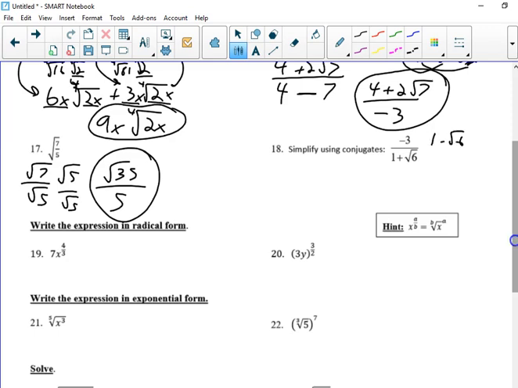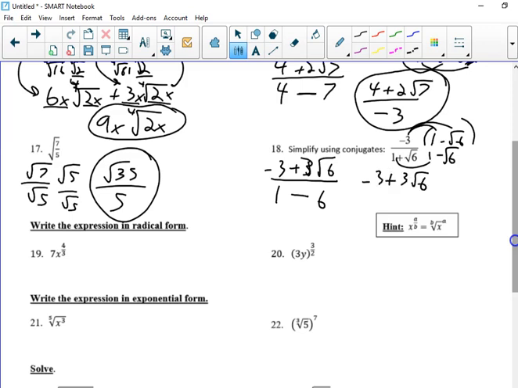18, conjugate again. 1 minus root 6. 1 minus root 6. Distribute, negative 3 plus 3 root 6. The bottom, 1 times 1. Always subtraction. 6, whatever's under the radical. So that's going to be a negative 5. So I end up with negative 3 plus 3 root 6 over negative 5. Good to go.